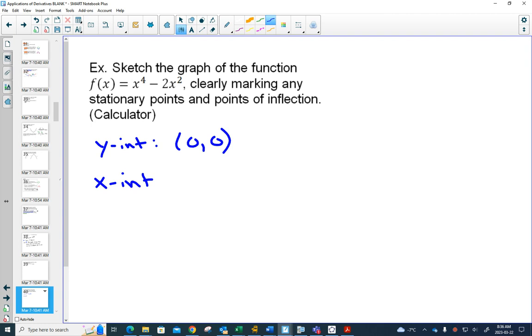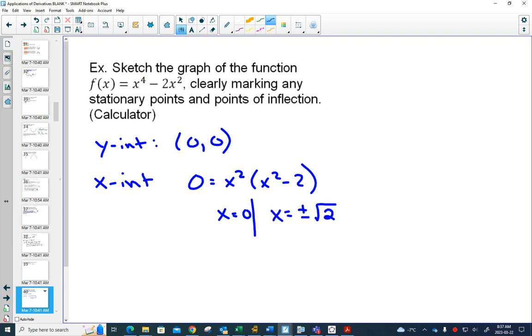Sometimes we can find our x-intercepts, sometimes we can't. It's a matter of factoring. In this case, I can factor out an x squared. So if I put y equal to 0, I would get x squared times x squared minus 2. And then I get x equals 0, which doesn't really help me because it was already the y-intercept. But I can solve this as well.